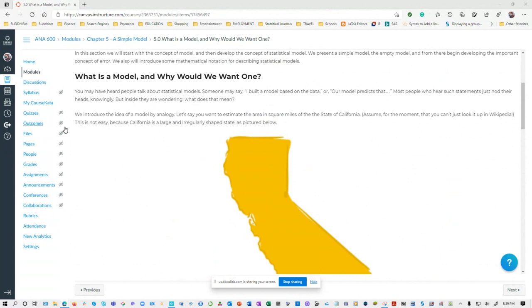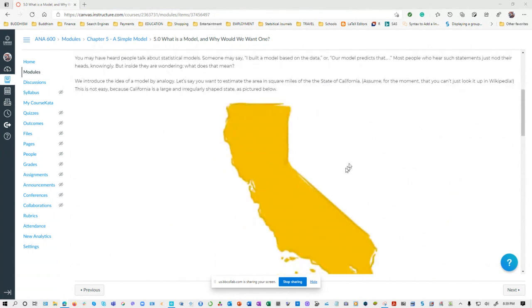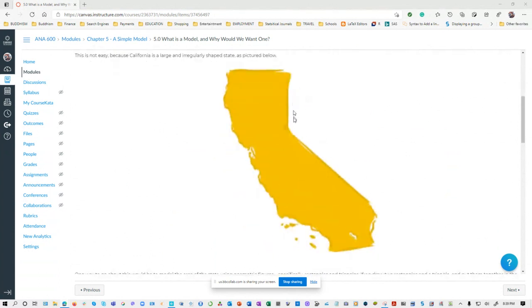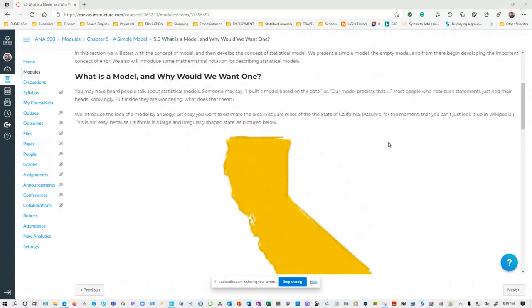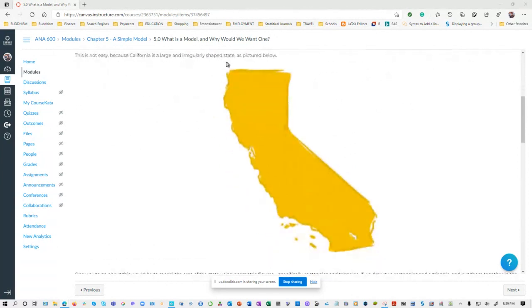What does that really mean? We introduce the idea of a model by analogy. Let's say that you want to estimate the area in square miles of the state of California. You want to find the area of this particular state, California. But that's not easy, because California has a large and irregular shape. See, it has a very irregular shape, so it's not easy for you to measure.